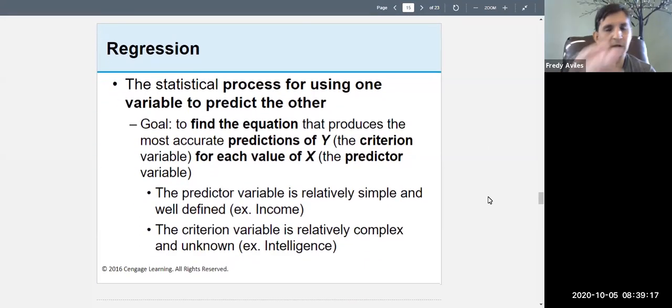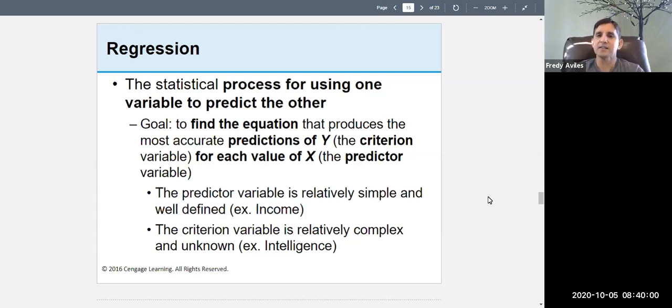And regression is simply that. Regression is the process of using one variable to predict another, and it's based on correlation. If two variables are correlated, that means you can use your knowledge of one to predict the other. In principle, it's very simple. Of course it involves math and statistics, but conceptually, it's actually easy. So regression is a fancy application of correlation, but it's basically the same thing. Regression is the statistical process of using one variable to predict another.